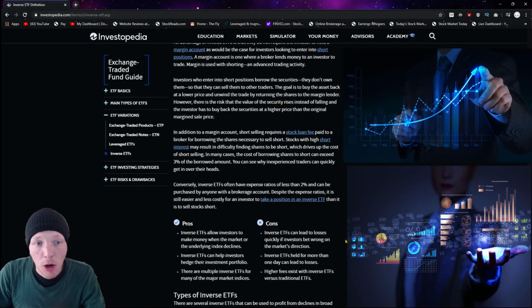In addition to a margin account, short selling requires a stock loan fee paid to a broker for borrowing the shares necessary to sell short. Stocks with high short interest may result in difficulty finding shares to short, which drives up the cost of short selling. In many cases, the cost of borrowing shares to short can exceed 3% of the borrowed amount. You can see why inexperienced traders can quickly get in over their heads.